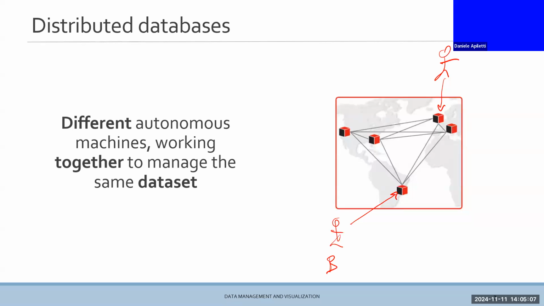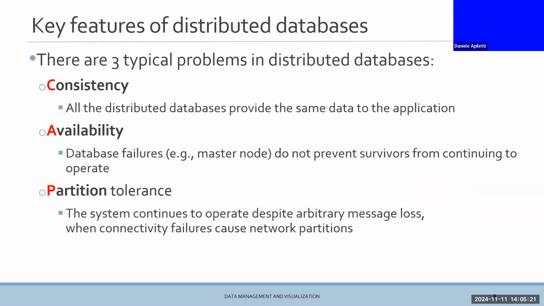So here, if I cut the connectivity like this, A and B are connected to different nodes. They don't talk to each other. That's partition tolerance. If you are partition tolerant, then you survive this cut and you can still work. You can still operate. If you are not partition tolerant, it means that you have no such a feature, like the pizza of the class.